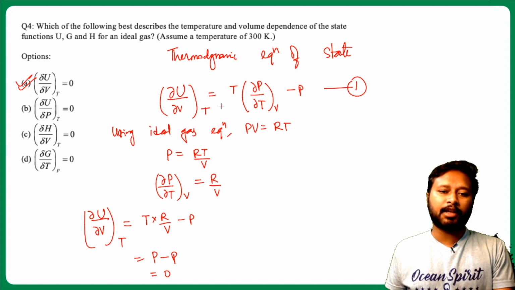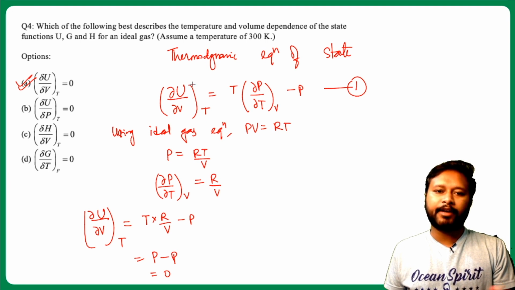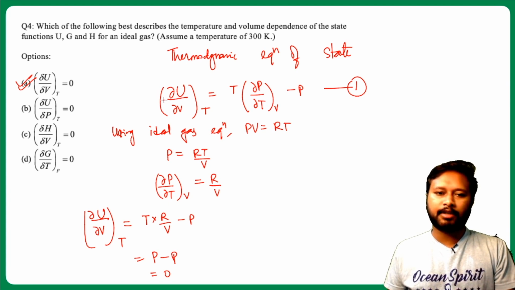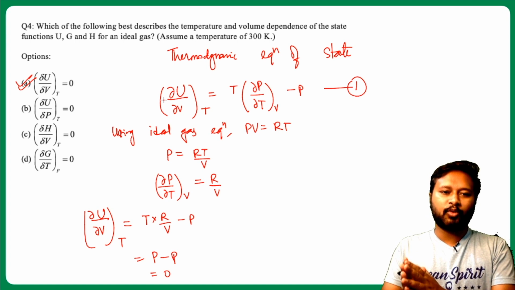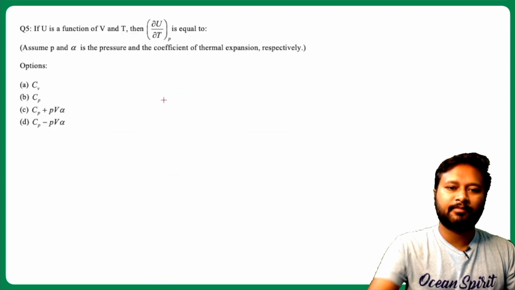I want you guys to tell me in the comment section below what you have on the left hand side of the second thermodynamic equation of state. I just want to know how many of you remember which parameter you have. Just like in the first thermodynamic equation of state, you have del U by del V at constant T, you guys have to tell me what you have on the left hand side of the second thermodynamic equation of state. All right. Okay, so let's take the next question then.